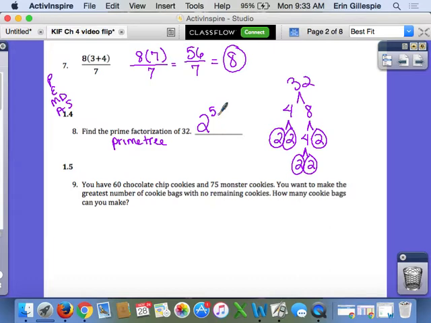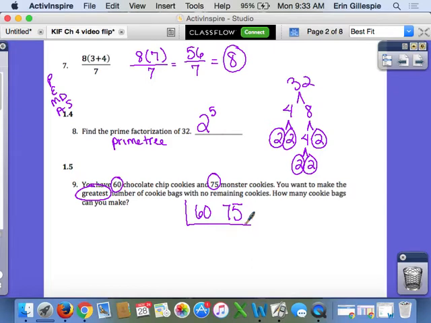1.5, you have 60 chocolate chip cookies and 75 monster cookies. You want to make the greatest number of cookie bags with no remaining cookies. How many cookie bags can you make? So they're asking us to find GCF of 60 and 75. Remember, you can use the cake method for that.